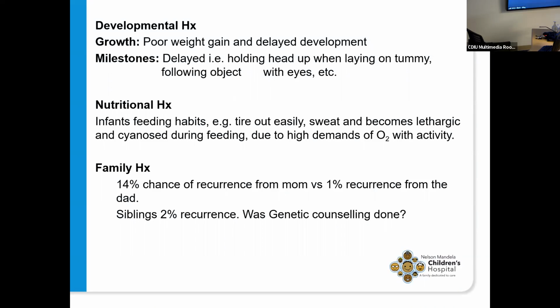So family history, it is said that there's a 14% chance of recurrence if the mom had AVSD versus only 1% recurrence if the dad had AVSD. And then with siblings, it's said that if the older children had AVSD, there's a 2% recurrence. So we will also find out if genetic counseling was done for the following pregnancies.